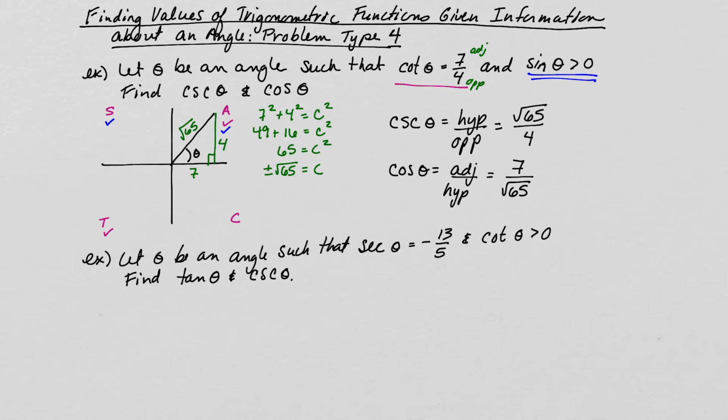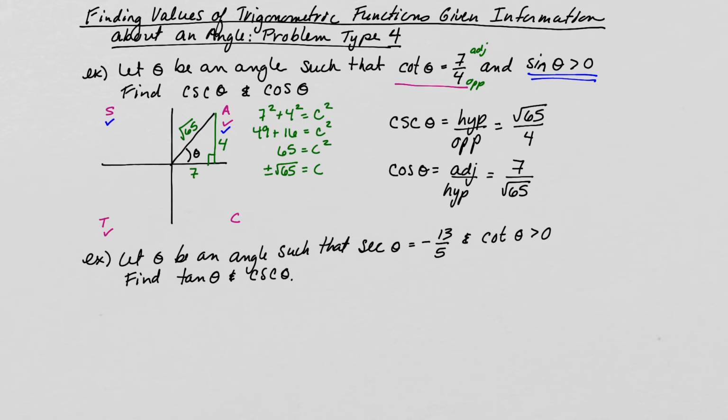So it's not too bad, but you have to do a little bit of work to figure out what quadrant it's in. So let's try another one of these. So my second example here: let theta be an angle such that the secant of theta is negative 13/5 and the cotangent of theta is greater than 0. Find the tangent and the cosecant.